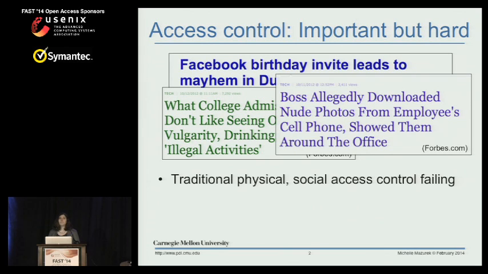So what all of these examples demonstrate, really, and many, many more where those came from, is that the traditional physical and social boundaries for access control are really failing. When you're inviting people to your birthday party using paper invitations, or when you're keeping your nude photos hopefully in a drawer at your house, it's much less likely that these kinds of problems are going to happen.